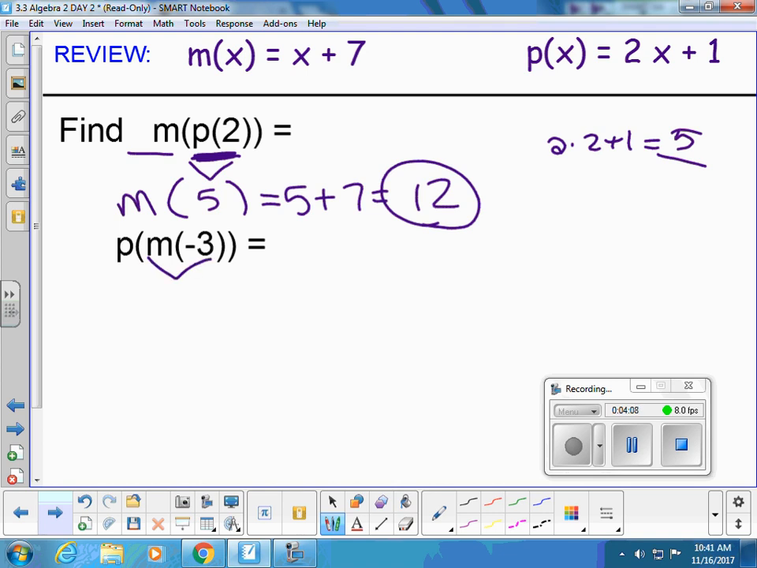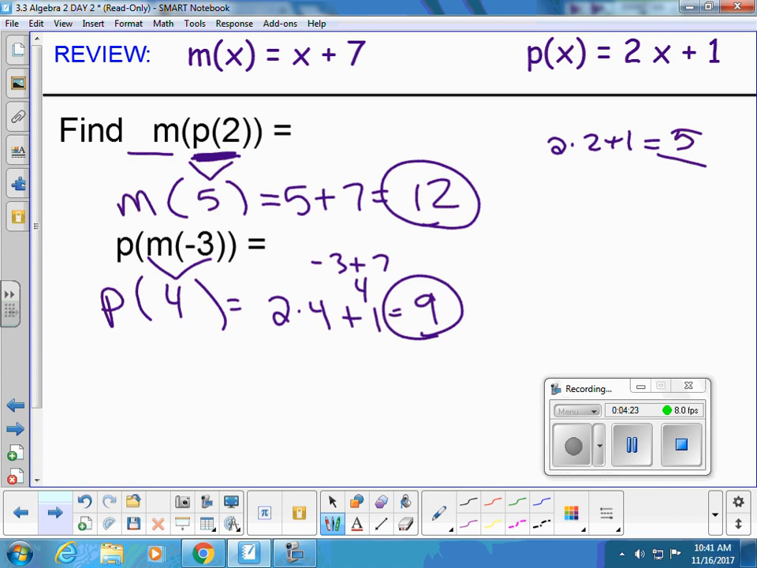So m of negative 3, you're going to put your negative 3 in for x right here in equation m. So that'll be negative 3 plus 7, so it's 4. And then p of 4, you're going to put a 4 in equation p, so 2 times 4 plus 1, that's going to be 9. Perfect. Questions on the last one?